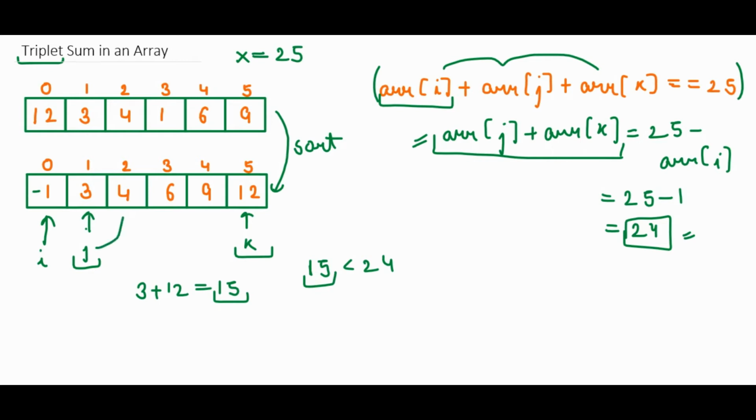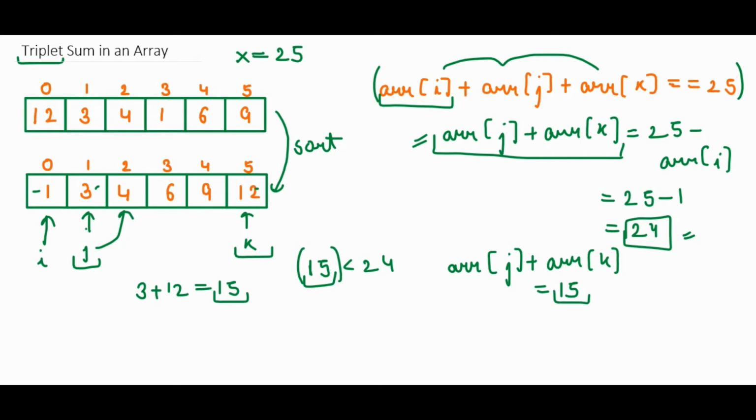our j pointer and it will point to the next element, because as we know the array is sorted, and when we increase our j, the total sum of array of i and array of j will increase, right? Let me write it here. Right now we have array of j plus array of k is equal to 15. Okay, as you can see, 3 plus 12 is equal to 15, right?